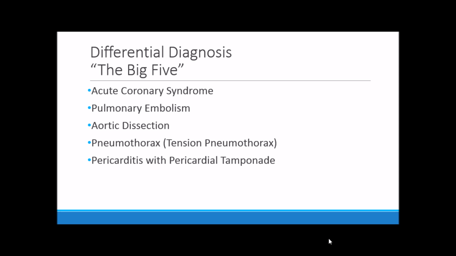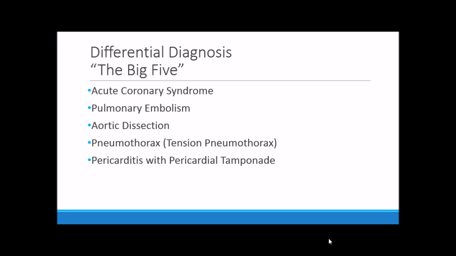Okay. We're going to save that for a later slide. Tension pneumothorax. Okay, yeah, so pericarditis with pericardial tamponade. So these are the big five.